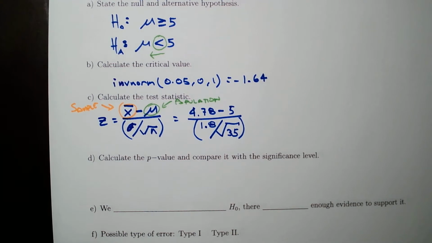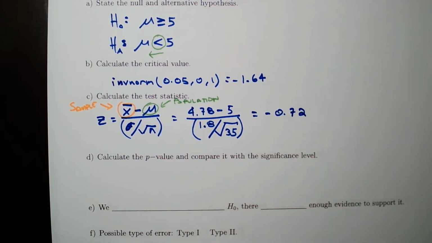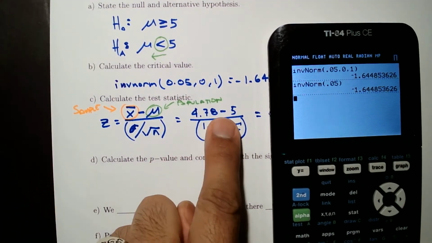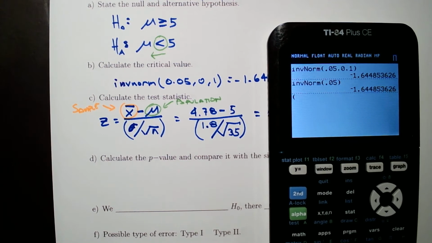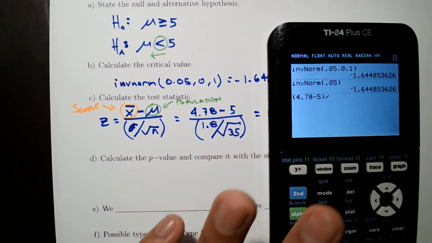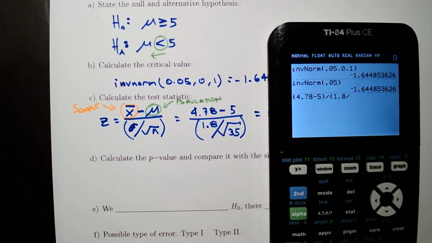Now, how do we type this in the graphing calculator? I get negative 0.72. Let me show you how to put this in the calculator. First, I'm going to type this difference in the numerator, but be sure to open parentheses: 4.78 minus 5, close parentheses, and then divide by, I would open parentheses again, 1.8 divided by the square root of 35. I'm going to close parentheses for the denominator.